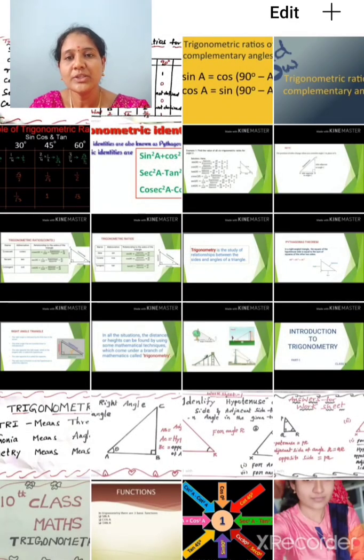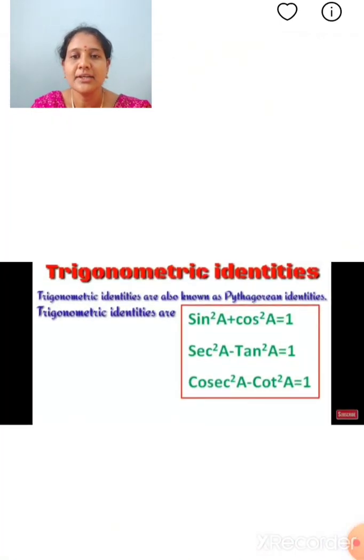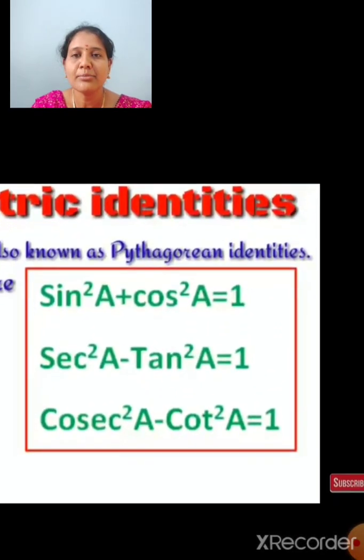Next we are moving to the trigonometric identities. If you observe, learn them as a formula, children. Sin square A plus cos square A. Here, in the place of A, we have to substitute any angle. That is, sin square 45 degrees plus cos square 45 degrees is equal to how much? 1. Sec square 30 degrees minus tan square 30 degrees is equal to 1. Cosecant square 30 minus cot square 30 is equal to 1. So in the place of A, we can change the angle.